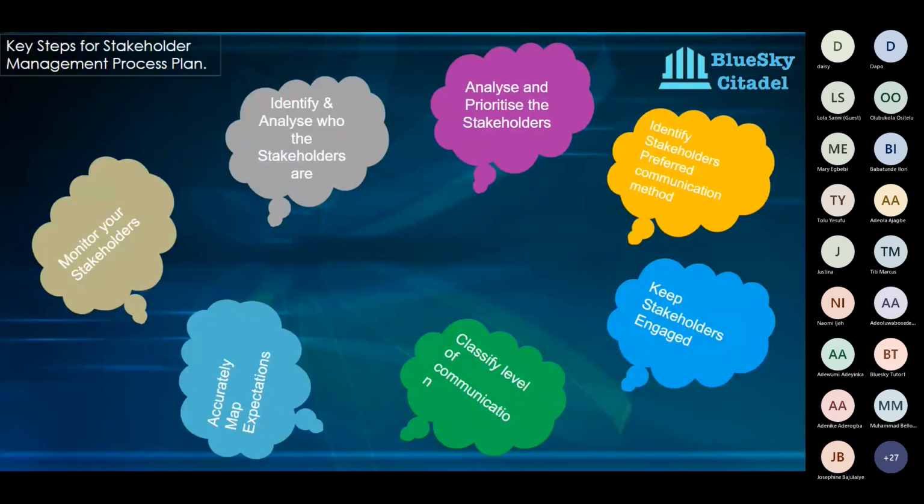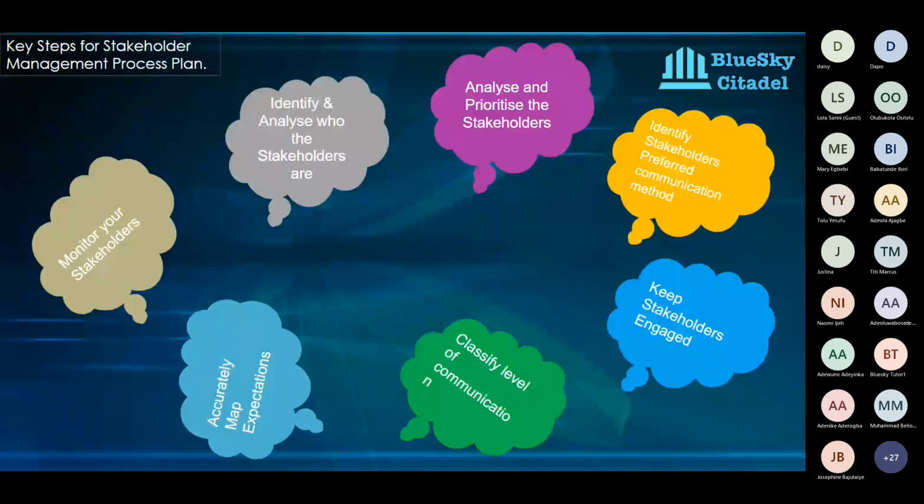Okay, classify level of communication. So you will see that we're talking a lot about communication here. That's why I said at the start that some of the key skills as BAs, business analysts, that you should have are attention to detail and great communication skills. So what do we mean by classify level of communication? What that simply means is work out which stakeholder wants full progress details and which ones prefer high-level details. Again, this is what that means.